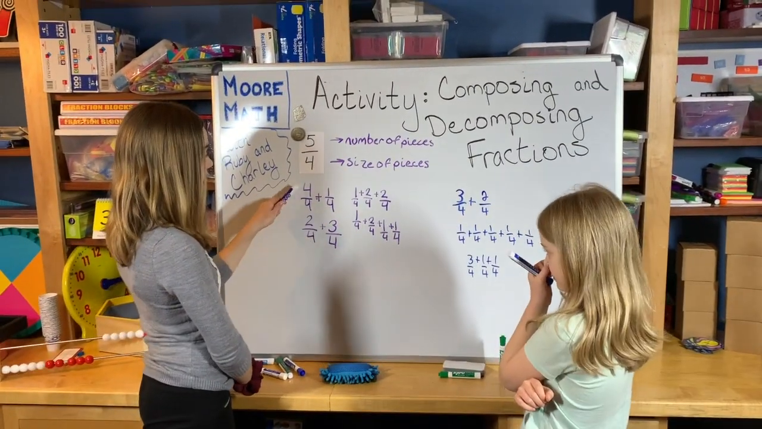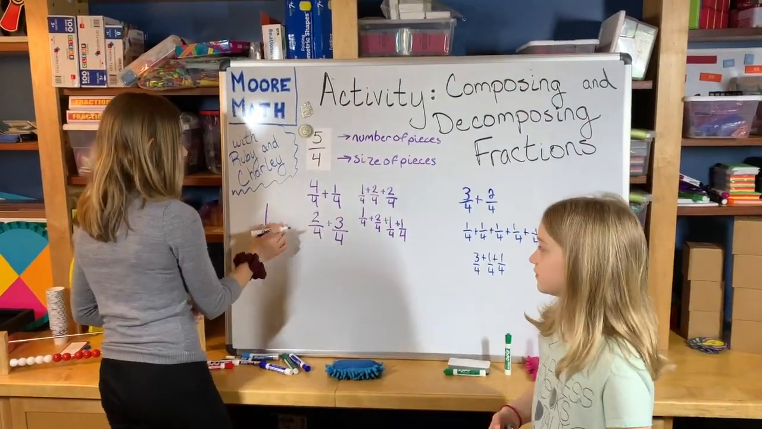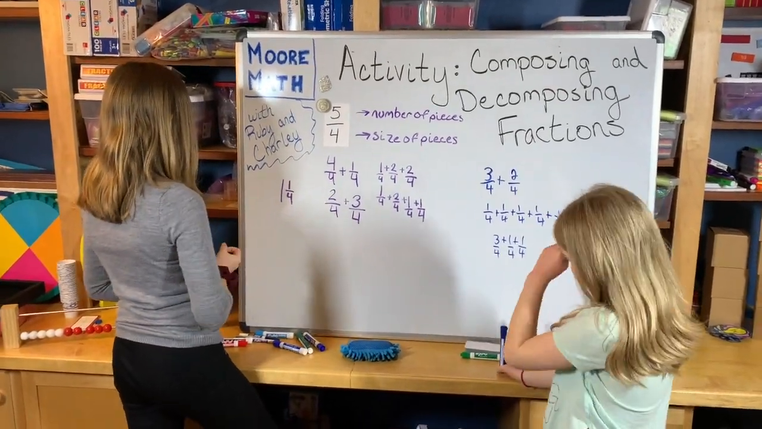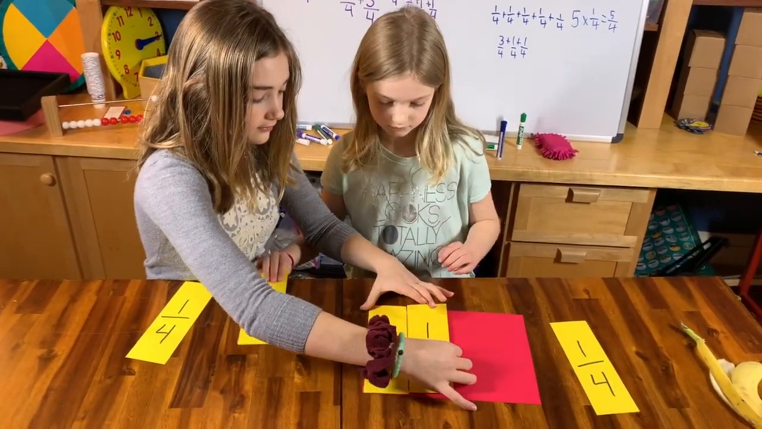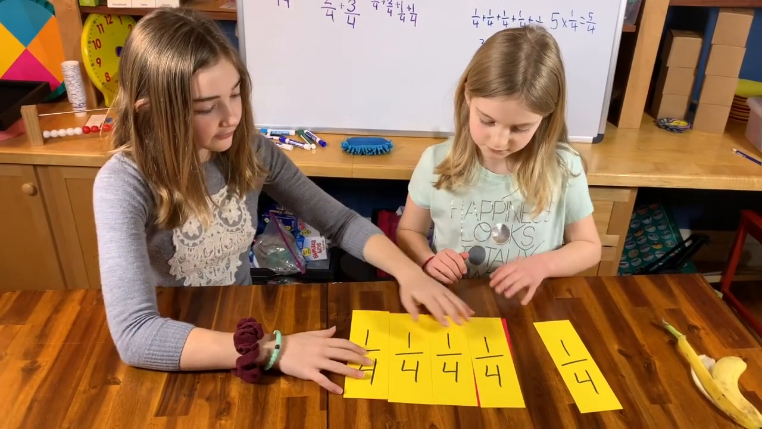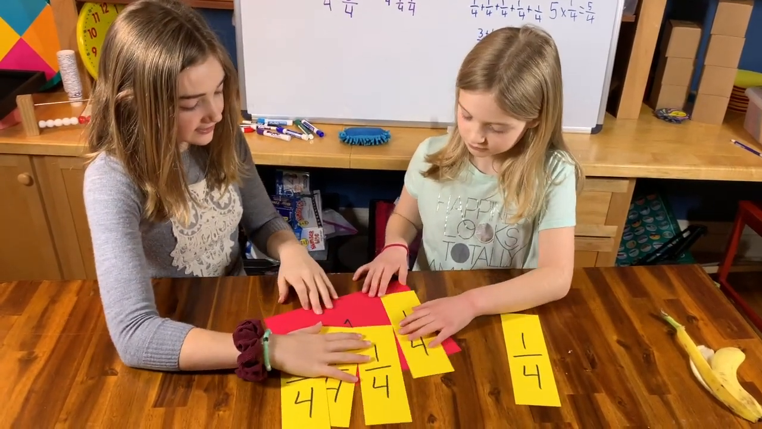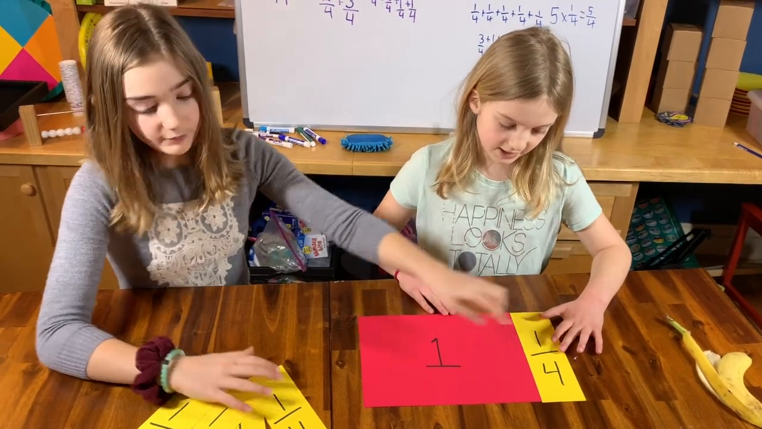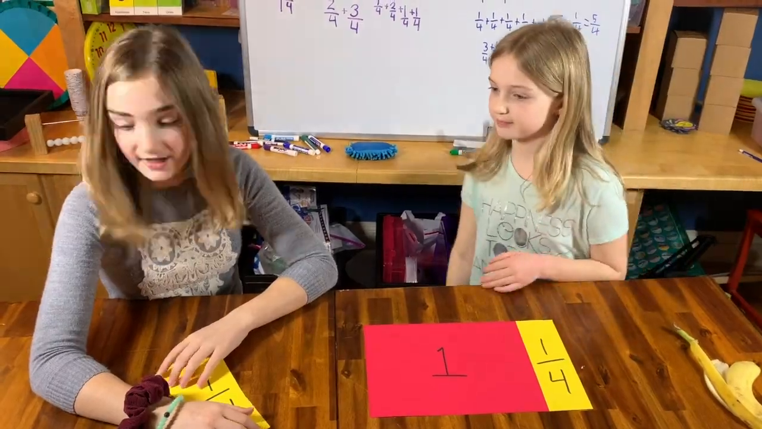Over here, 4/4 is equal to 1, and then we have some extra. So this is 1 plus 1/4, which is 1 1/4. If we have 4/4, and then we have this extra one here, that tells us that it's 1 and 1/4. All right, should we do the next one? Yes.